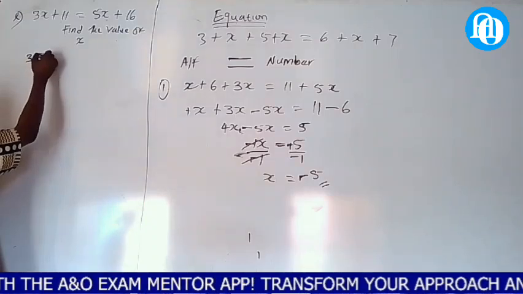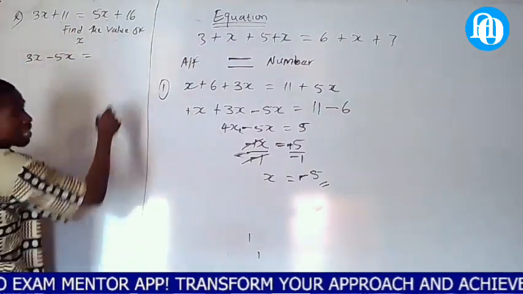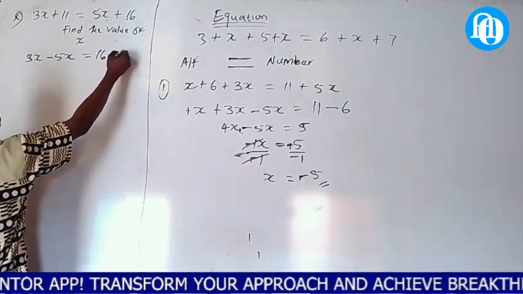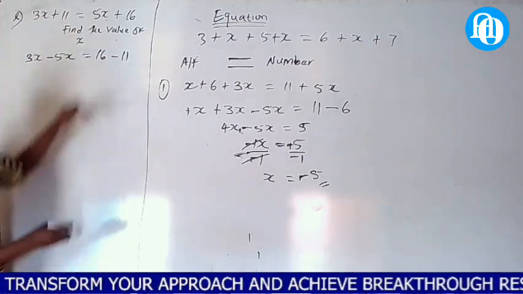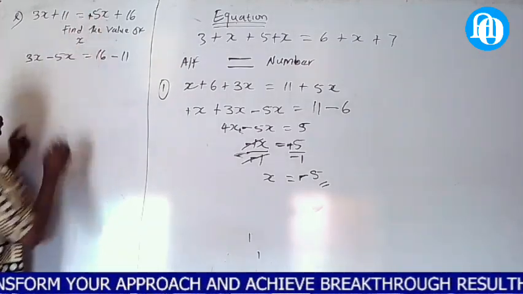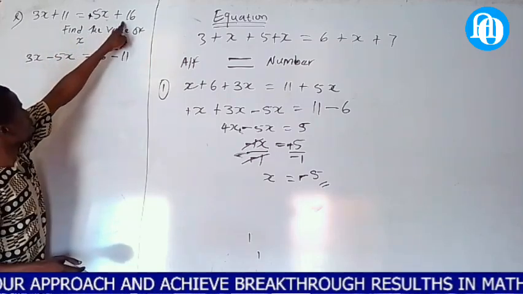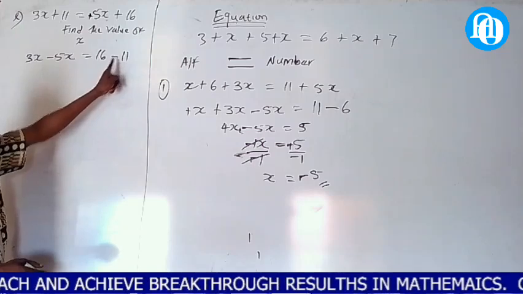3x plus minus 5x equal to, take this one to this side, we now do what? 16. Take this one, minus 11. Do you see, I separate each other. There is a visible plus here. This is a visible plus. When it is going to this side, it will turn to negative. When this one is going to this side, it will turn to negative.